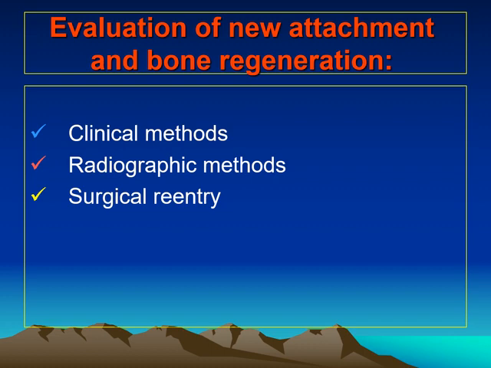This method is very useful but has two shortcomings. The first one is that it requires a frequently unnecessary second operation, and it does not show the type of attachment that exists, whether it is new attachment or a long junctional epithelium.